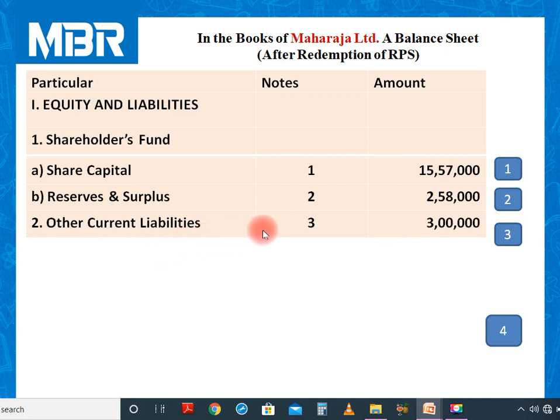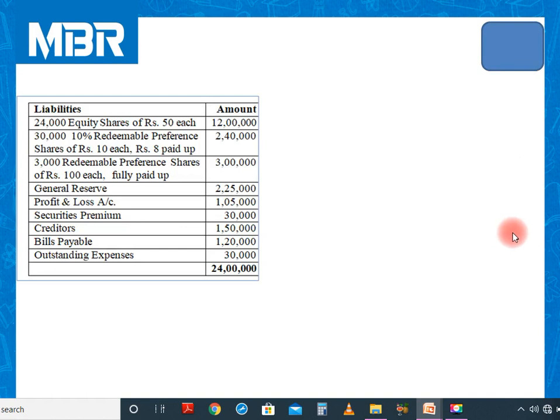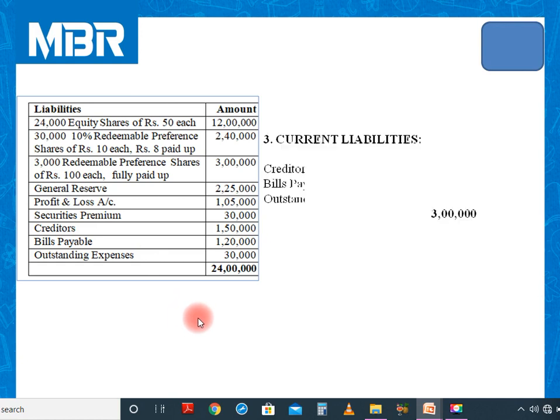Other current liabilities. Note number 3. Amount is 3 lakhs. To calculate amount of other current liabilities, let us visit note number 3. On the left hand side on your screen, balance sheet is given from the question. Using this balance sheet, we need to calculate note number 3. Other current liabilities.